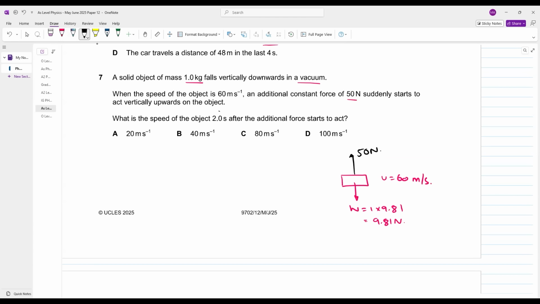What is the speed of the object after 2 seconds after the additional force starts to act? Okay, so we have to calculate the speed of the object once the additional force starts acting. So son, if there is a force of 50 Newton in the upward direction and 9.81 Newton in the downward direction, can you calculate the resultant force? Yep, what is the resultant force?